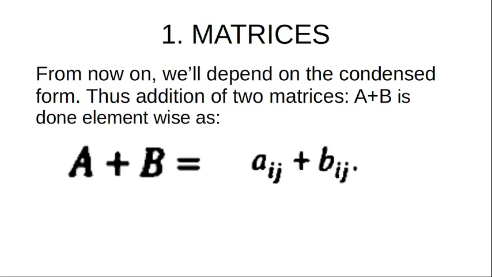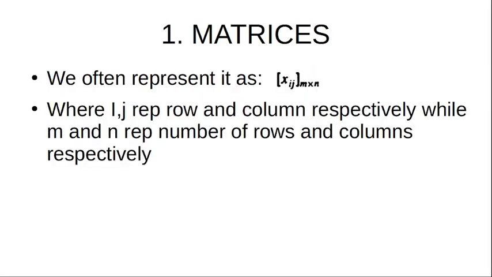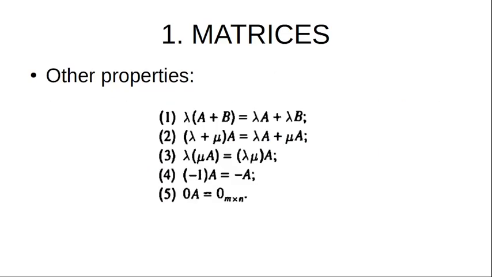From now on we will depend on the condensed form. So this is how we'll be representing matrix elements or matrix operations. Matrices are represented like this. As you can see there, x is the specific element at row i, column j of an m by n matrix. This is how we represent a matrix itself. The matrix itself is represented like this. This is the condensed form.